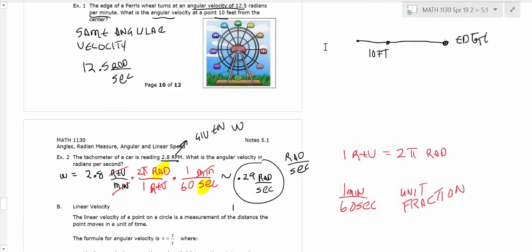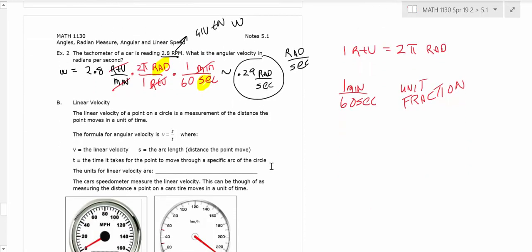Okay. Try to think of the tachometer as a measurement of angular velocity. Okay, that's what that's measuring. Next thing we'll look at is the idea of a linear velocity. A linear velocity, that would be a point on the circle. It's the measurement of the distance the point on the circle moves through a unit of time.